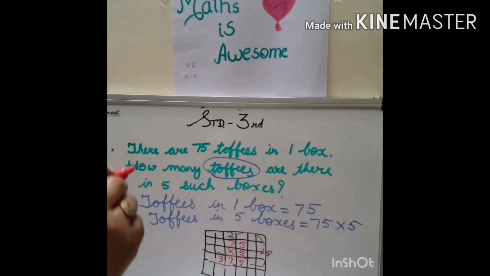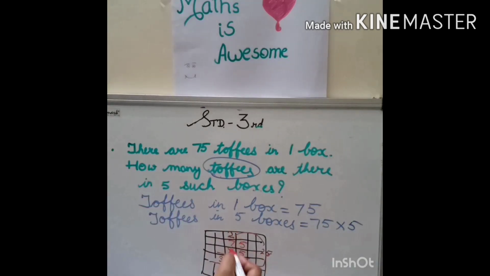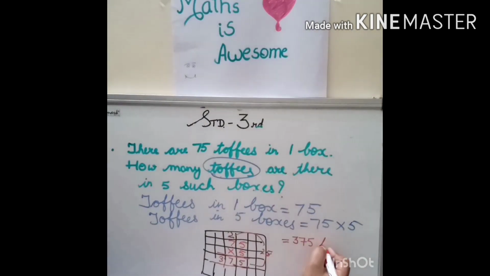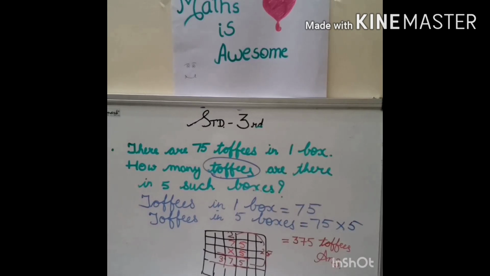So children, the important thing I told you to write is how to write the answer. What is the answer? You can write this answer in boxes: 375. What did the examiner ask? Toffees. So what will come here? Toffees. 375 toffees is the answer. Okay children, I hope this is clear to everyone.